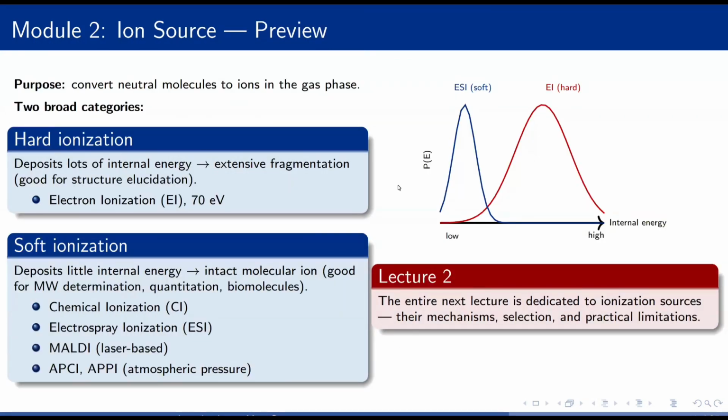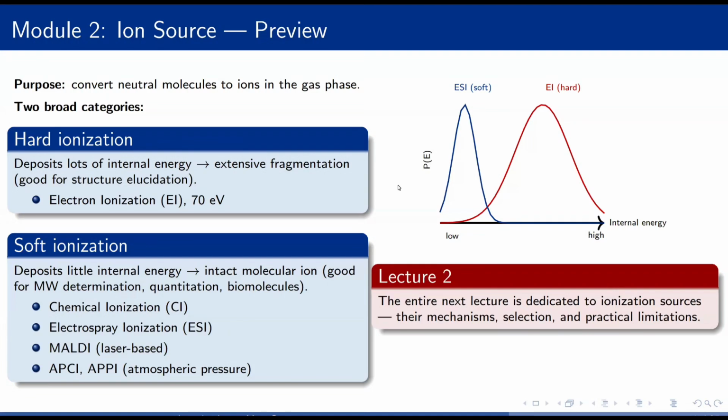I'll tease the next lecture briefly here. The ion source is where neutral molecules become ions, which is the whole prerequisite for everything else happening. Sources fall into two categories based on how much energy they deposit into the ion. Hard sources, of which electron ionization is the classic example, deliver a large, well-defined amount of internal energy to the molecule. That drives extensive fragmentation.